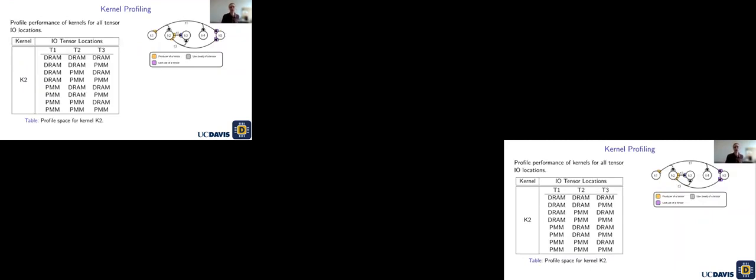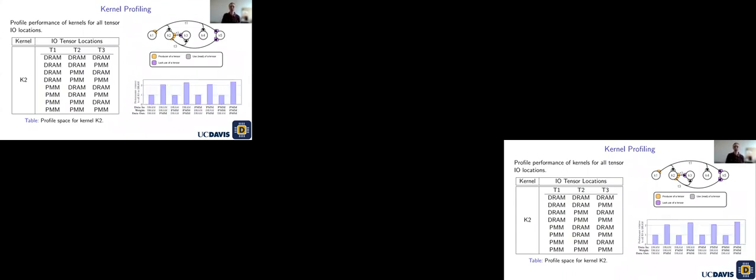So digging down a little bit deeper, the first step is we profile each kernel. We go through the entire compute graph for every single kernel and run it with tensors in either DRAM or persistent memory, and all combinations within that. And so we get this profile for the kernel, which says this is the performance of the kernel when these tensors are in different places.